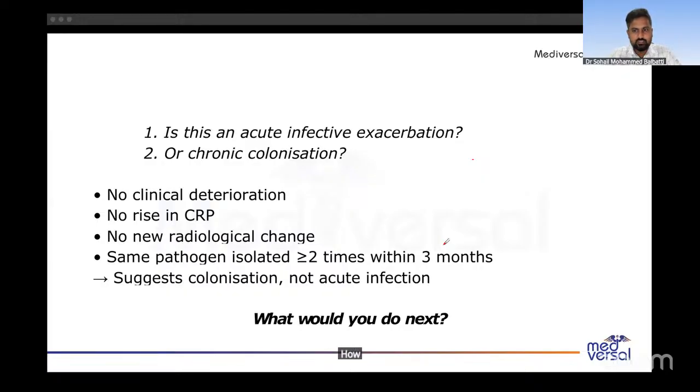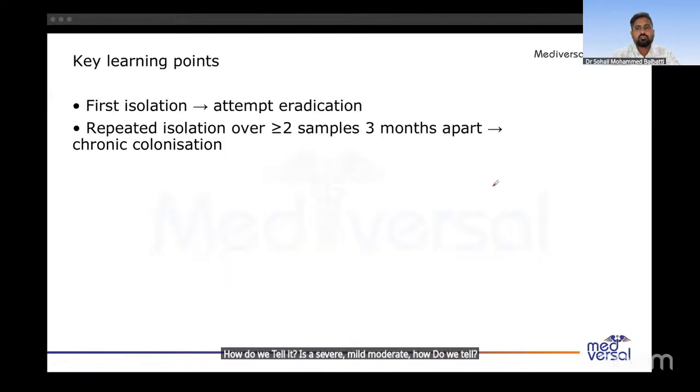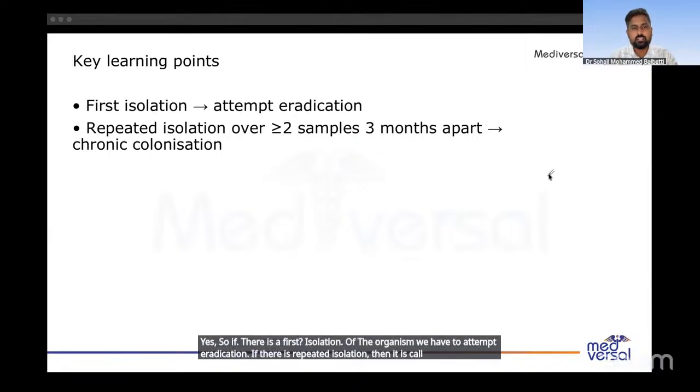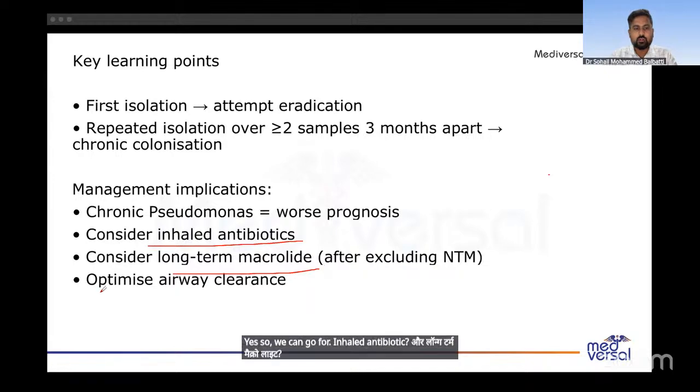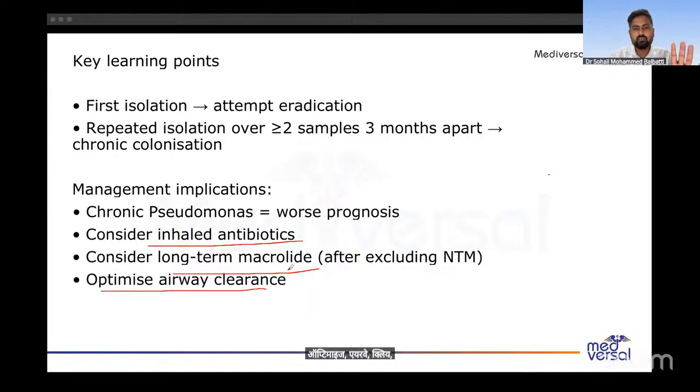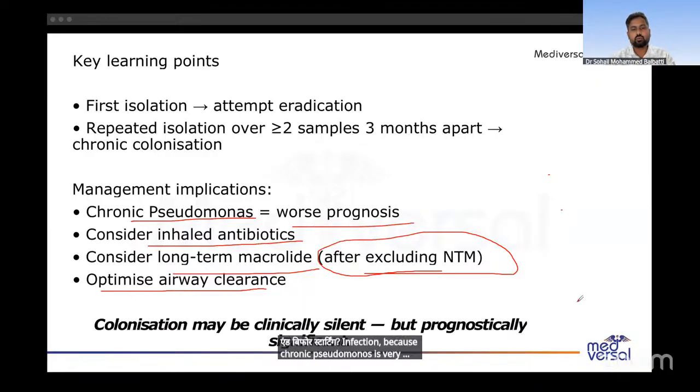How do we tell if it is severe, mild, moderate? Yes. So if there is a first isolation of the organism, we have to attempt eradication. If there is repeated isolation, then it is called chronic colonization. Then we have to treat the patient with inhaled antibiotic or long-term macrolides, and we have to optimize the airway clearance. And before starting the macrolide, we have to always rule out non-tubercular mycobacterial infection, because chronic Pseudomonas has a worse prognosis. Okay, so colonization can be silent, but prognostically it is very significant.